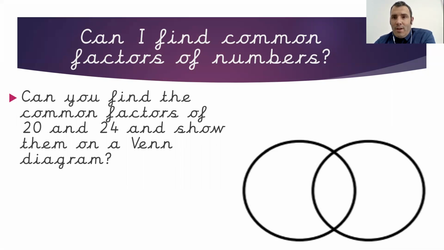Now, your turn to do this yourselves. Can you find the common factors of 20 and 24 and show them on a Venn diagram? Pause the video here to have a go. Press play when you're ready for the answers.